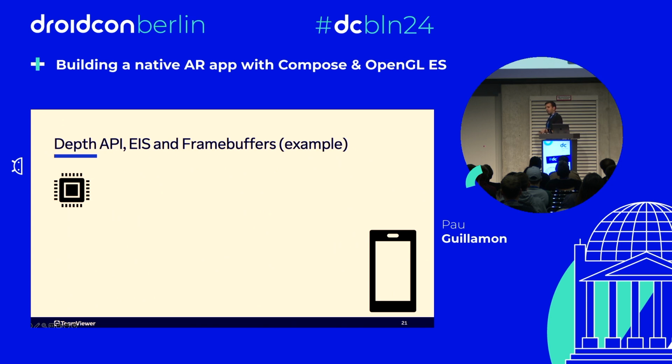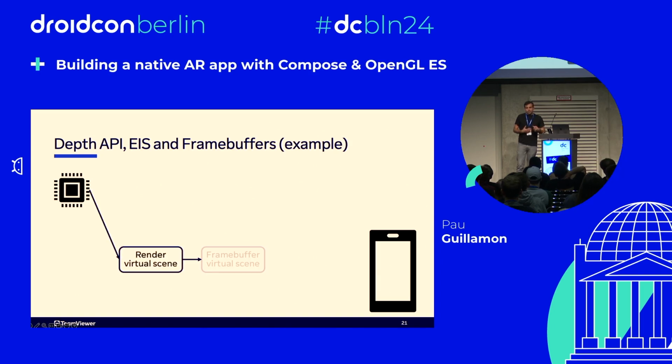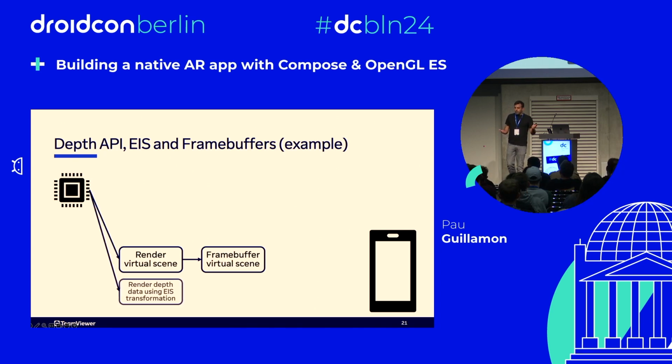So how can we combine these frame buffers with depth API and image stabilization? This is one example of how one could implement it. You can do it in other ways. First, we could render our full virtual scene on a frame buffer. Let's call it frame buffer virtual scene. And then we can render the depth map on a separate frame buffer, adjusting for those 3D coordinates that image stabilization gives us. This way, we're doing that transformation from the 3D quad back to a 2D quad.